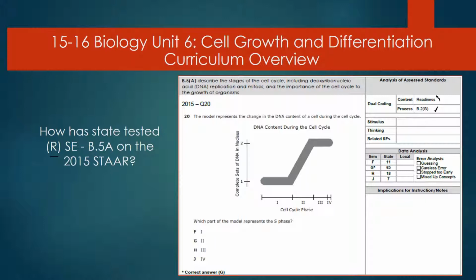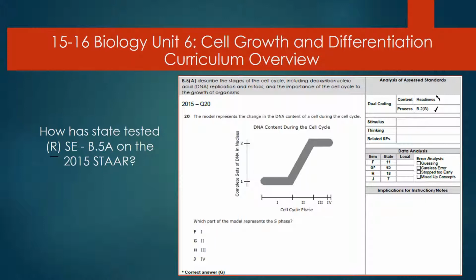And the model here represents the change. The question is, the model represents the change in DNA content of a cell during the cell cycle. Which part of the model represents the S phase? And so they have to understand, well, what's happening in the S phase?